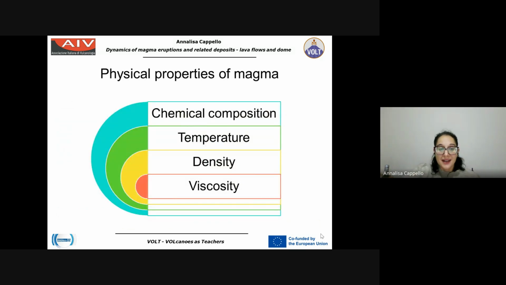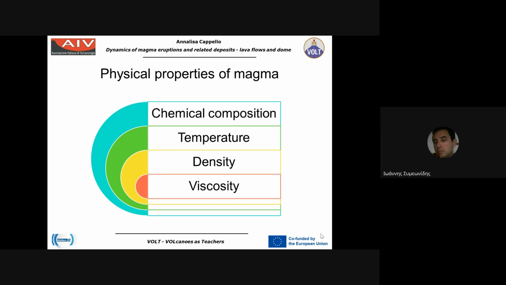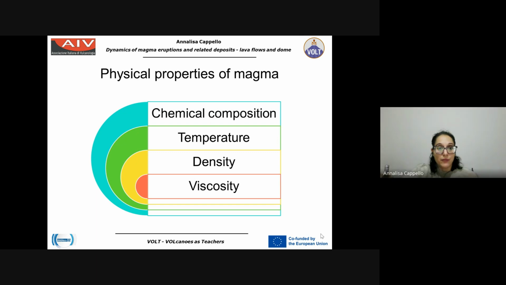Okay, so what are these physical properties of the magma? Please, if you have some questions, if you want to ask something, please stop me. The physical properties depend on these four characteristics, which are the chemical composition, temperature, density, and viscosity.